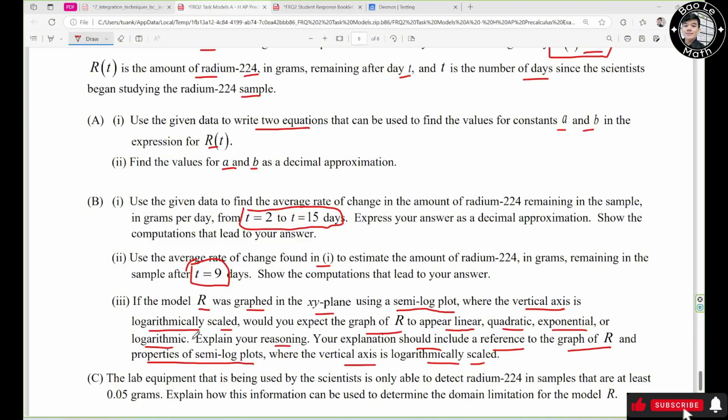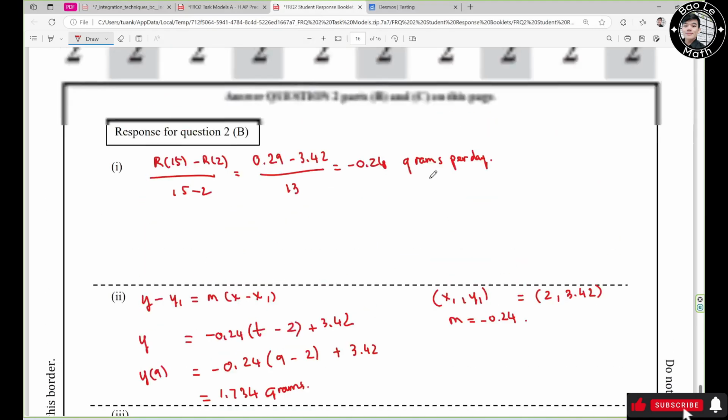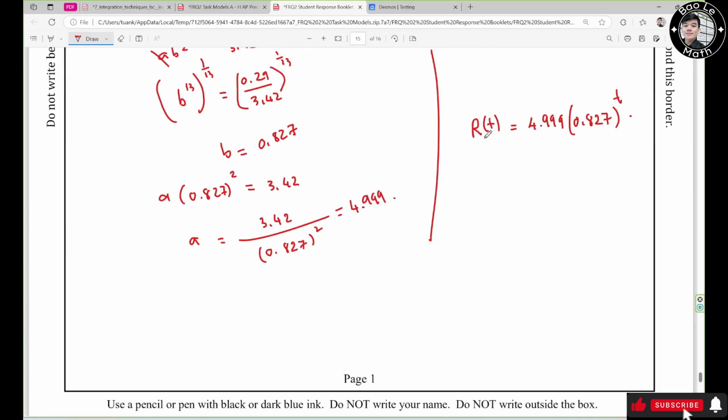Now you learn in topic 2.15 that the function r is an exponential function. It's right here. Alright, so the graph of r will appear linear on the semi-log plot because r is an exponential function, and when the y-axis of a semi-log plot is logarithmically scaled, the data or the function that demonstrate exponential characteristic will appear linear.